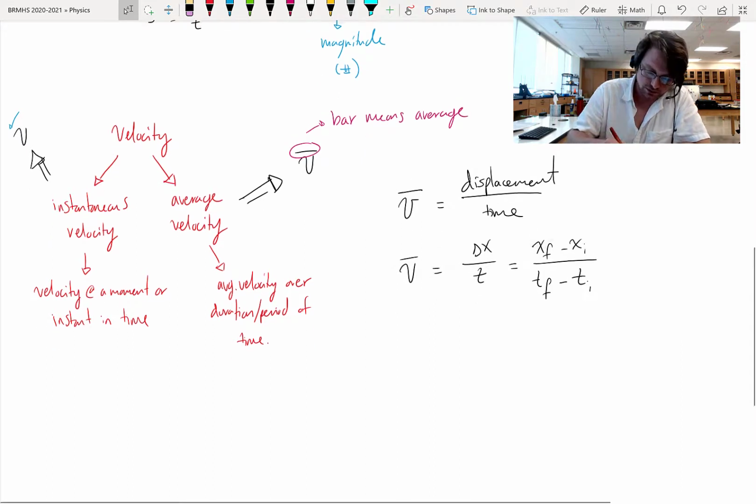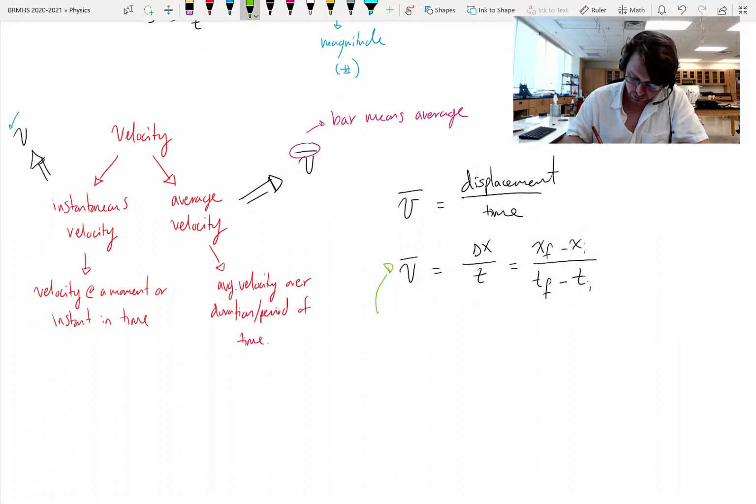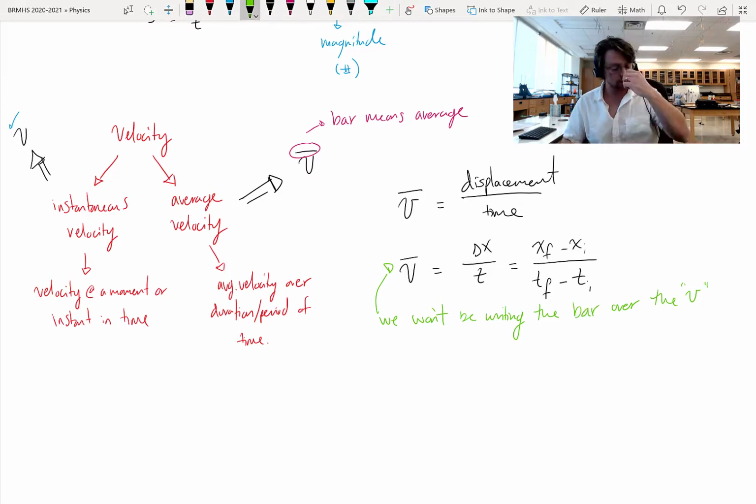So I'm also going to put a final note with the bar. We won't be writing the bar above the v. Make sure that word actually looks like bar. You can if you want, but generally we get kind of tired of doing that.